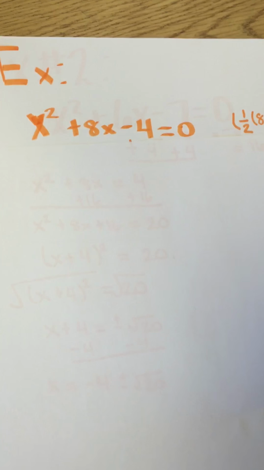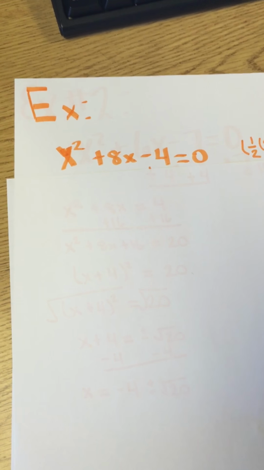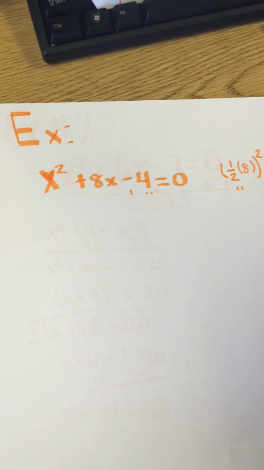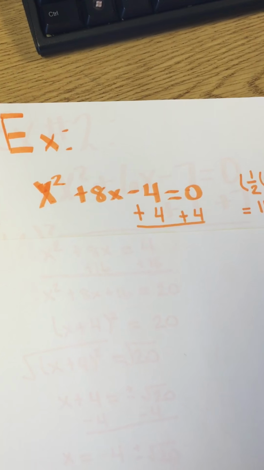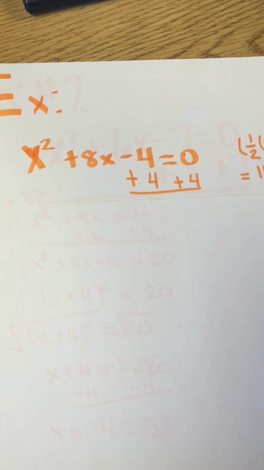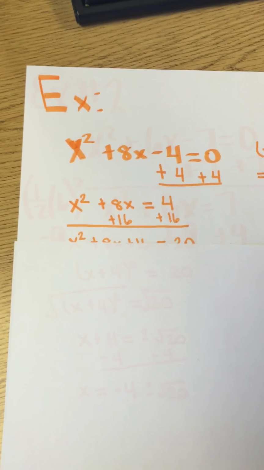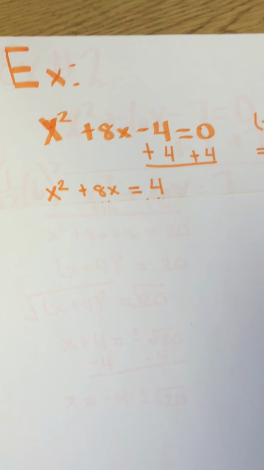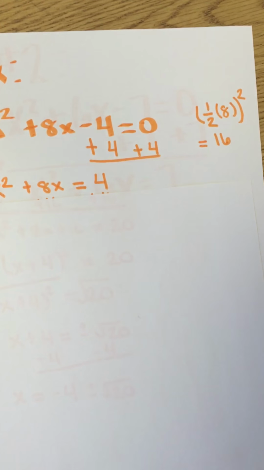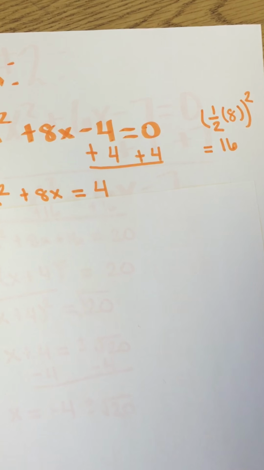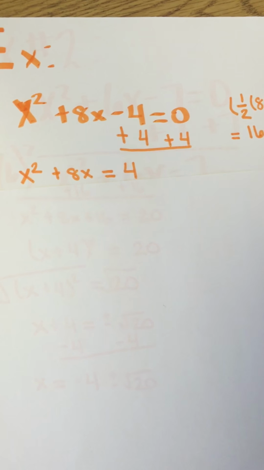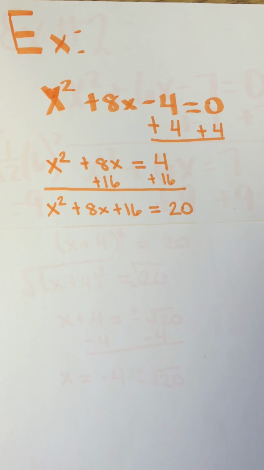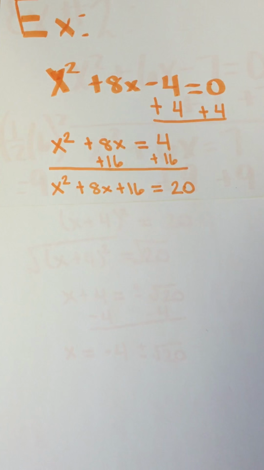Example number 1. X squared plus 8x minus 4 equals 0. To get the x's on the same side, you have to add 4 to both sides, which gets you to x squared plus 8x equals 4. You then have to take half of b and square it, and that gets you 16. And then you add the 16 to both sides, and you should get x squared plus 8x plus 16 equals 20.